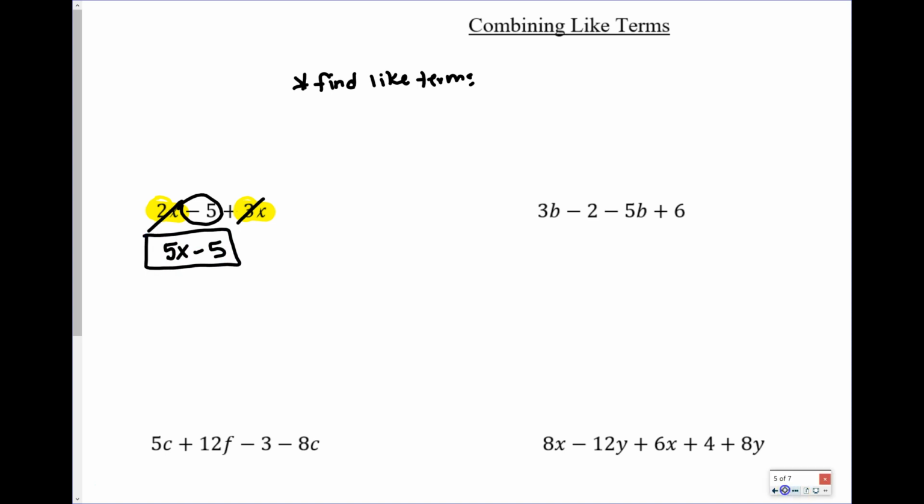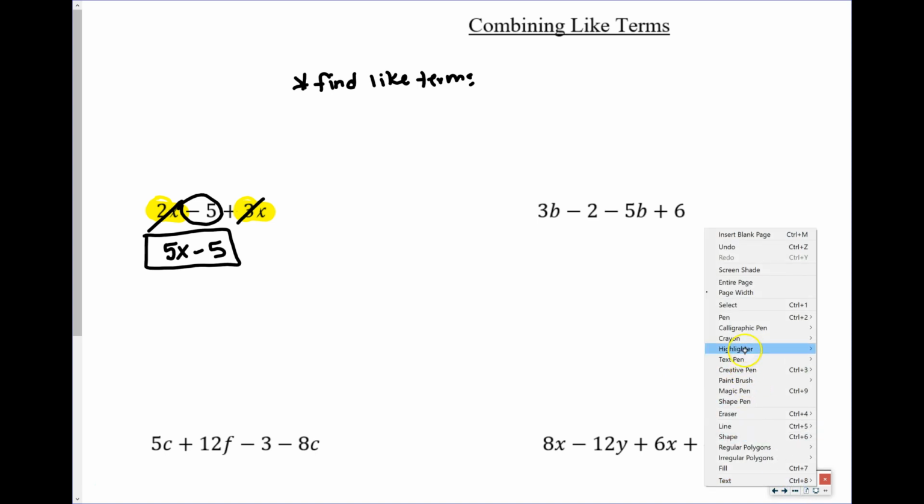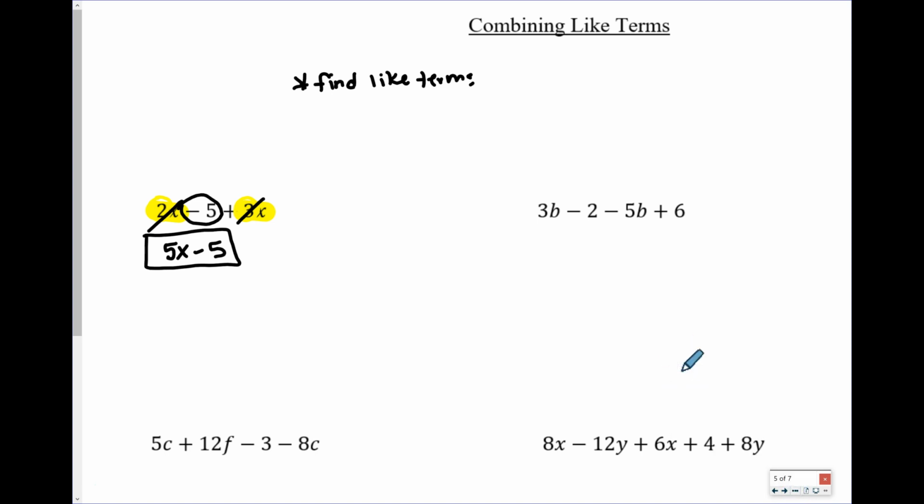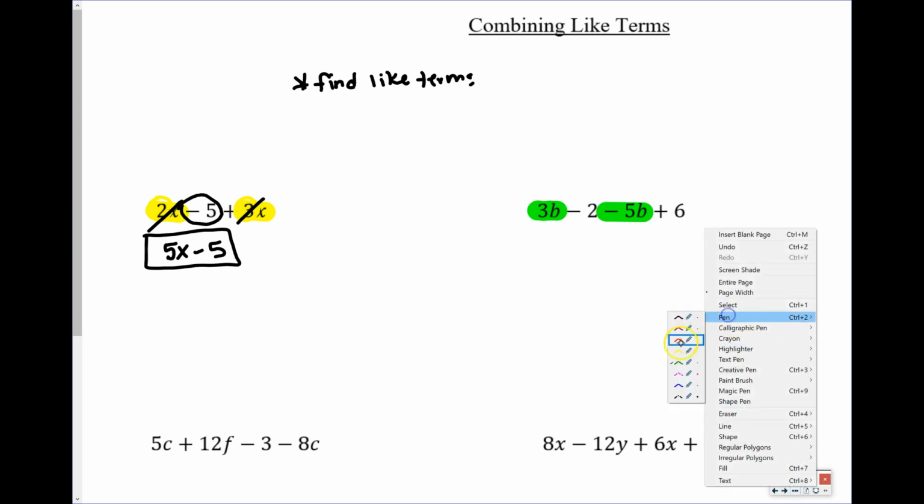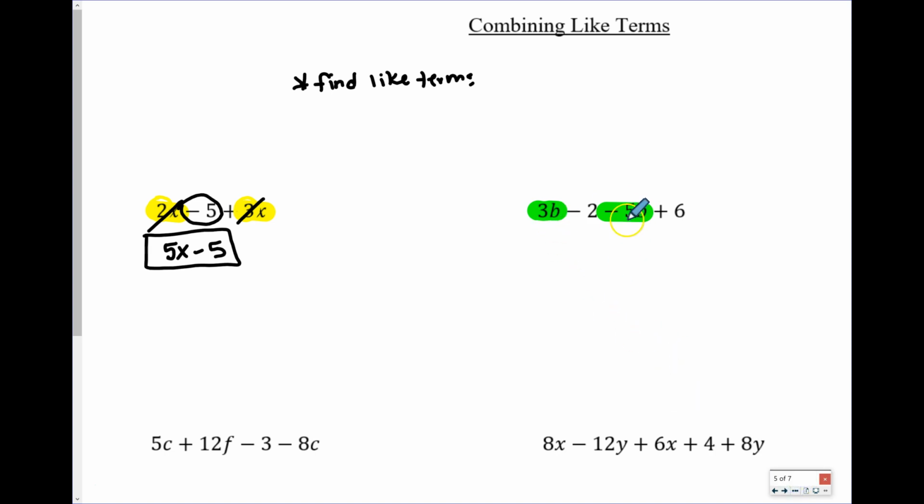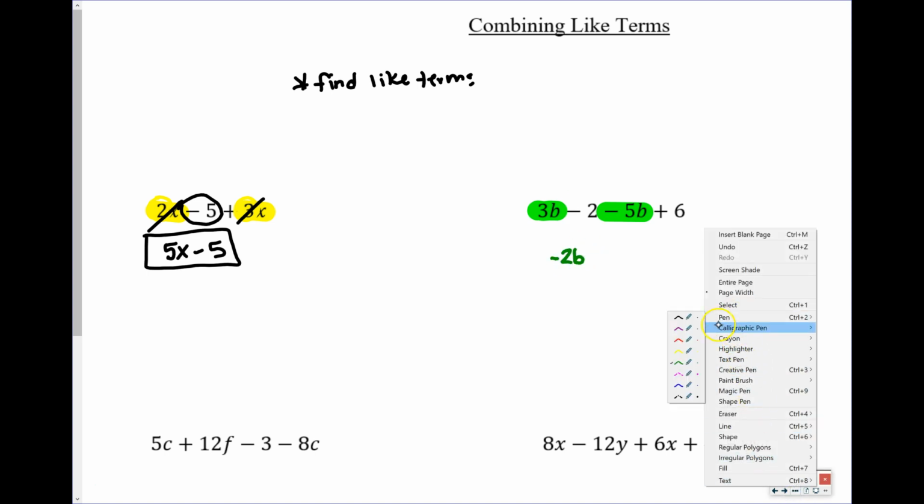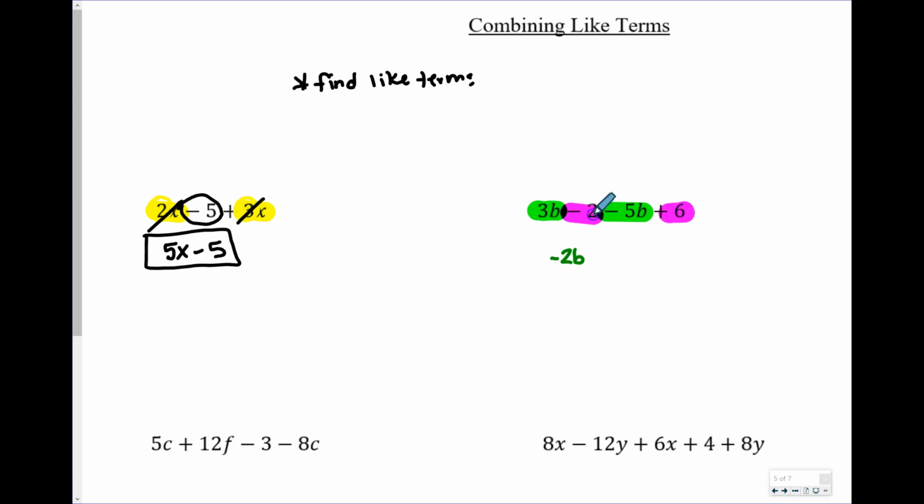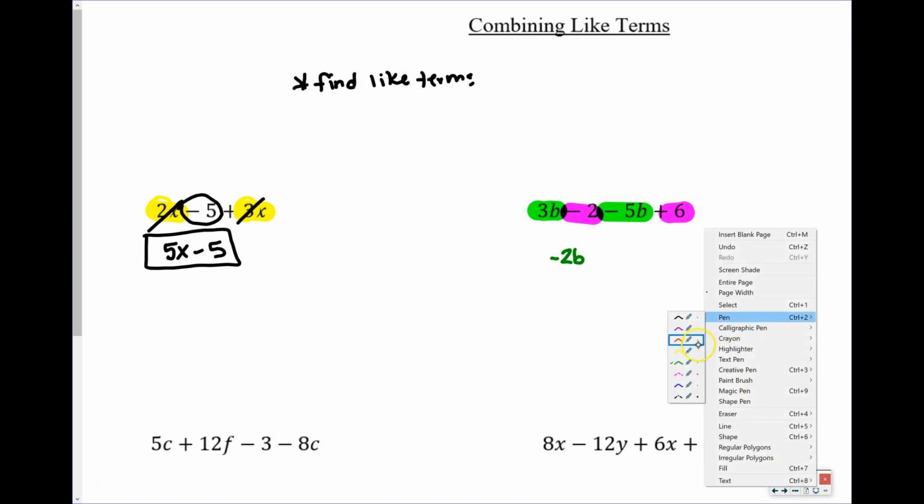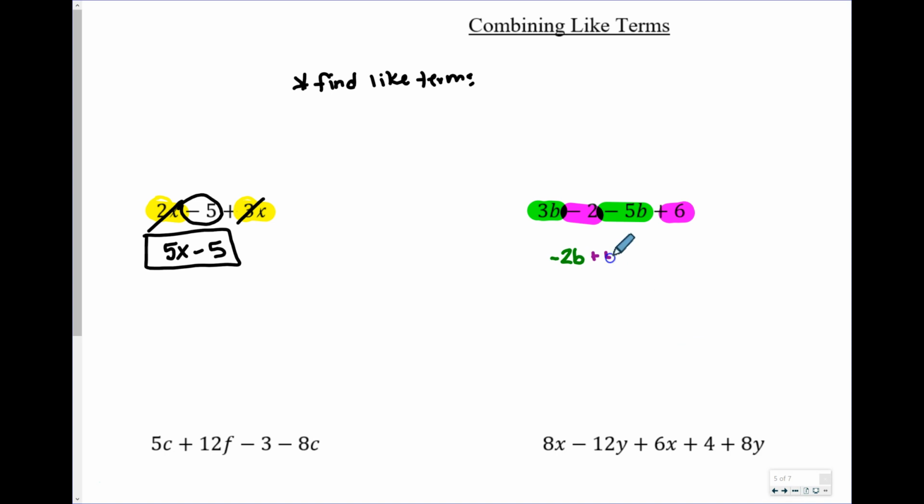Let's try the next one. Oh, my bad. Let's go back. Sorry. Let's try the next one. I'm going to highlight. Guys, my pen is being a jerk today. All right, I'm going to highlight like terms. 3b and negative 5b are like terms. So I'm going to add those together. So 3b and negative 5b is going to give me negative 2b. And then my other like terms are going to be 6 and negative 2. So I'm going to combine them and do 6 minus 2, which is going to give me plus 4.